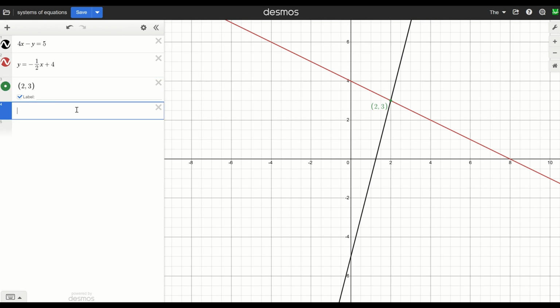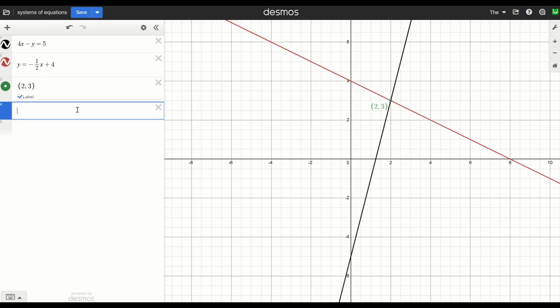Now you're going to interpret the solution. Remember, x is the number of flyers and y is the total cost. So this means that 2 flyers, because x is 2, will cost $3 because y is the amount in dollars.